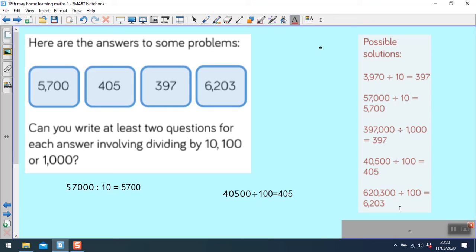Well done today. Tomorrow and Thursday we will be using our skills to convert units of measurement. See you then.